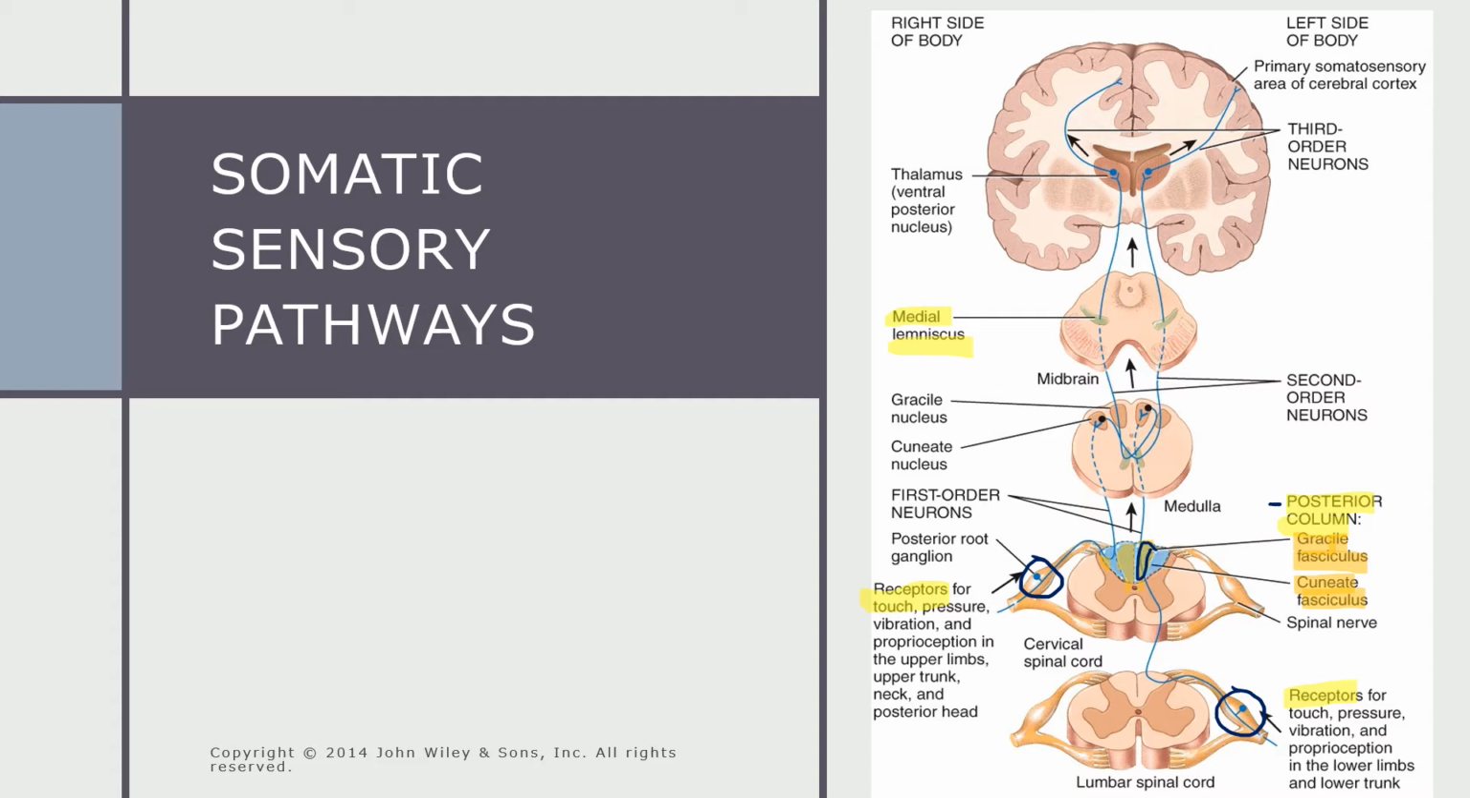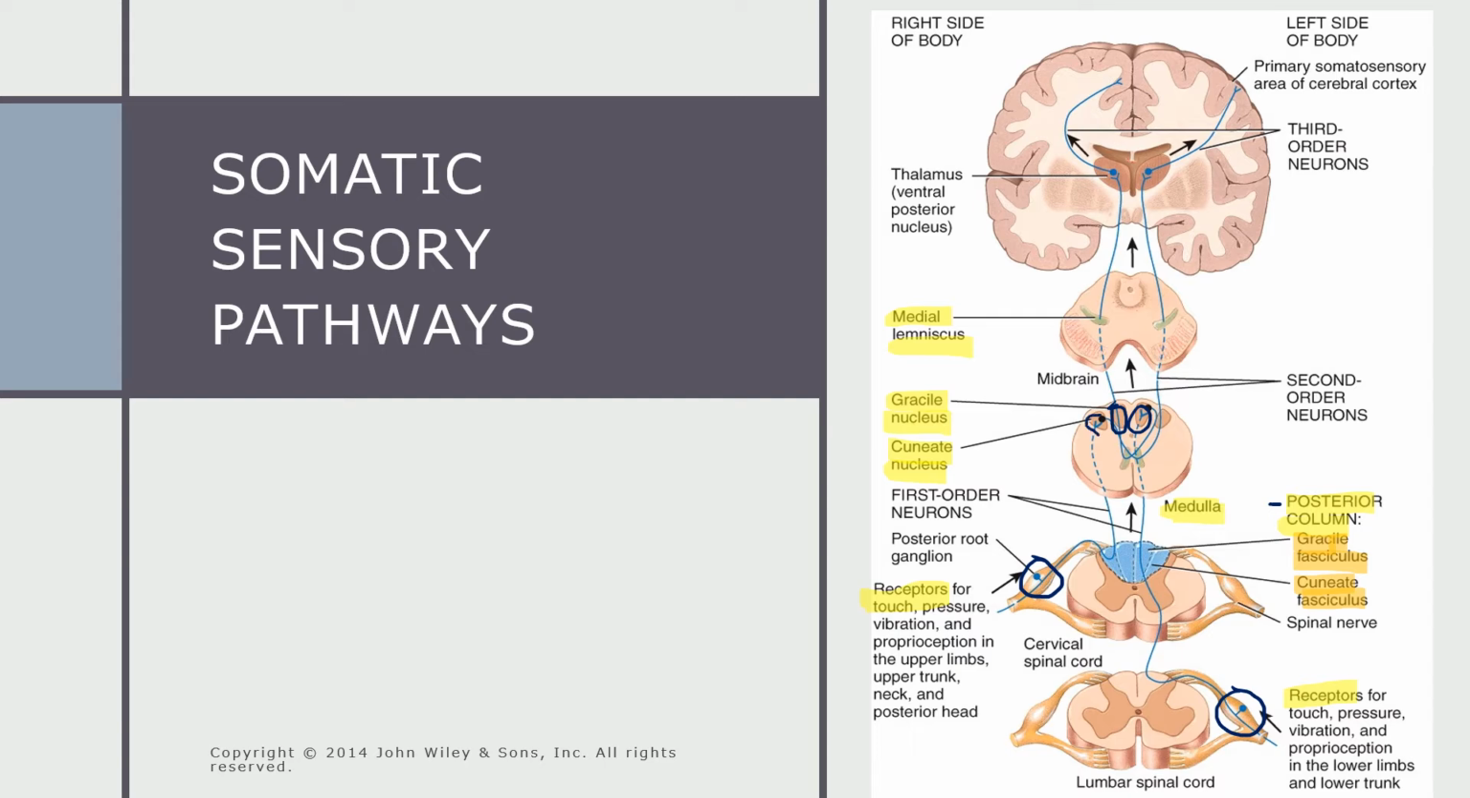Now, as these sensory axons go up the same side of the spinal cord, their axons will synapse with dendrites of the second order neurons, and these second order neurons have their cell bodies in the gracile nucleus or the cuneate nucleus in the medulla. So those are right here. We have the gracile nucleus and the cuneate nucleus, in the medulla. Just like in the posterior column, the gracile nucleus is the more medial one, again on either side of the medulla.